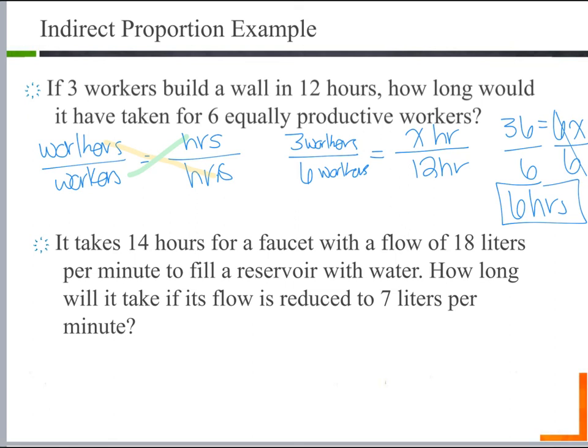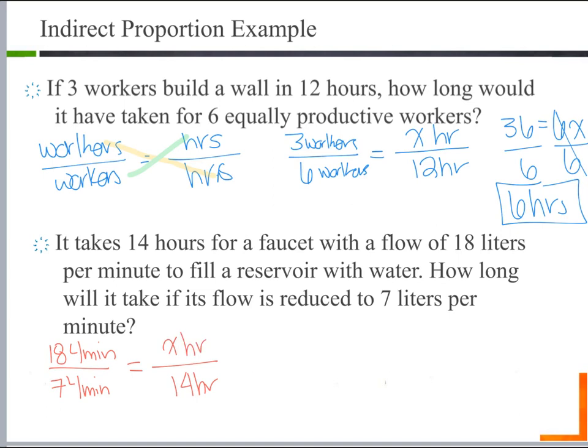Here we're going to look at a reservoir. It takes 14 hours for a faucet with a flow of 18 liters per minute to fill a reservoir with water. So how long will it take if its flow is reduced to 7 liters per minute? So we know that we're reducing the rate, so then our time should increase. So I have my rate of flow, so 18 liters per minute, takes 14 hours. If it is reduced to 7 liters per minute, how many hours?